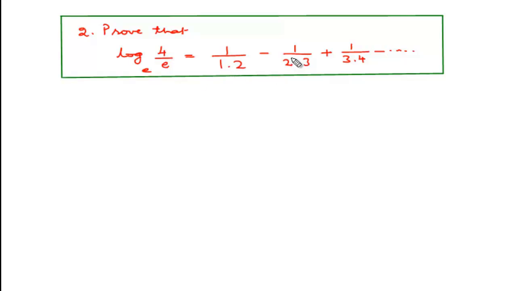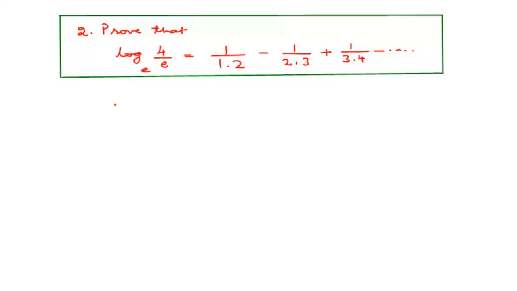Question number 2. Prove that log of 4 upon e to the base e is equal to 1 upon 1 into 2 minus 1 upon 2 into 3 plus 1 upon 3 into 4 minus and so on up to infinity. We will take up this question from right hand side. Our RHS is equal to 1 upon 1 into 2 minus 1 upon 2 into 3 plus 1 upon 3 into 4 minus and so on up to infinity.